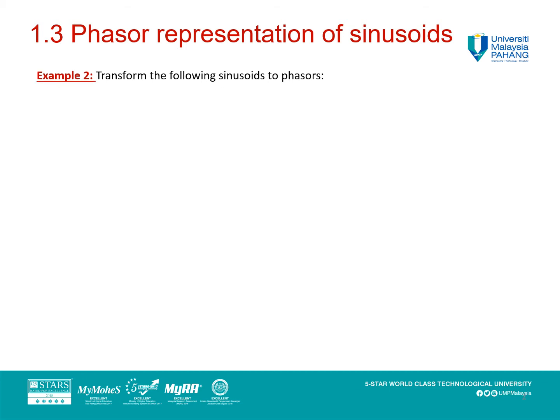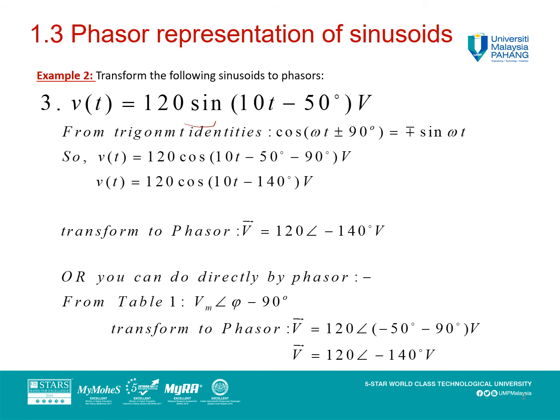Right. The next example is v(t) = 120 sin(4t - 50 degrees). Here, with sine, you must do the conversion to cosine first, then convert to polar form. How do you transform from sine to cosine? You can get it from the trigonometric identities from the previous chapter, 1.1 and 1.2.